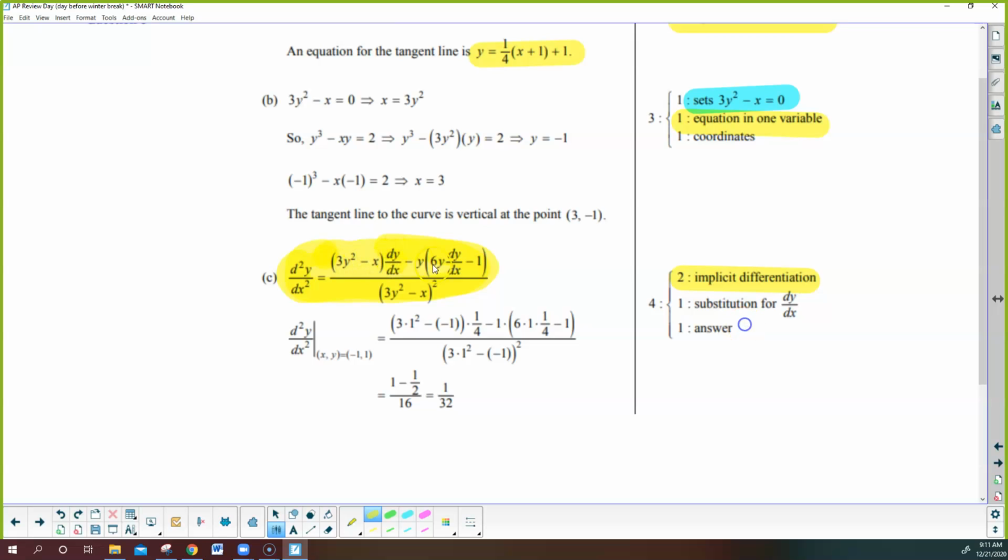So you got 2 points just for putting that. Now the key part was remembering you put dy/dx in there. And then you got 1 point for the substitution for dy/dx. So if I have a dy/dx here and here, remember how we said that was equal to 1/4? You got just 1 point for that. And then you get 1 point for the answer, which could be the answer if you stop here, or any form of it algebraically. The final answer is 1/32.